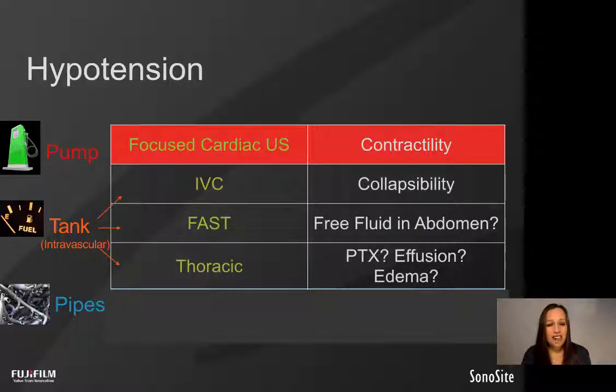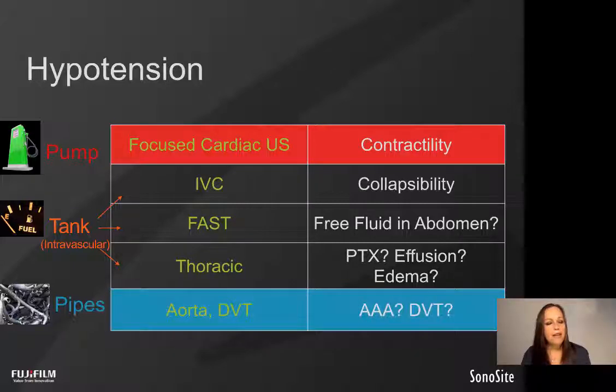Then we can look at the tank. Now there are several components of the tank, including the inferior vena cava, the FAST, and the thoracic views. Basically, we're looking to see if we're losing fluid somewhere. The inferior vena cava, we can look at collapsibility. The FAST, we can look to see if we're losing fluid in the abdomen, or thoracic, similarly, we can look to see if we're losing fluid in the thorax.